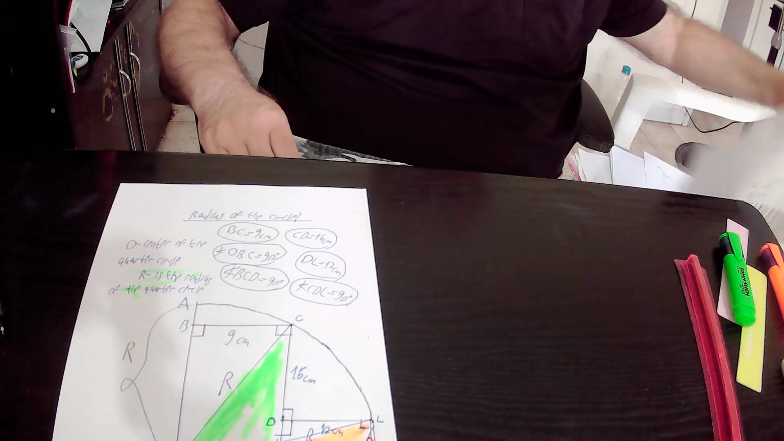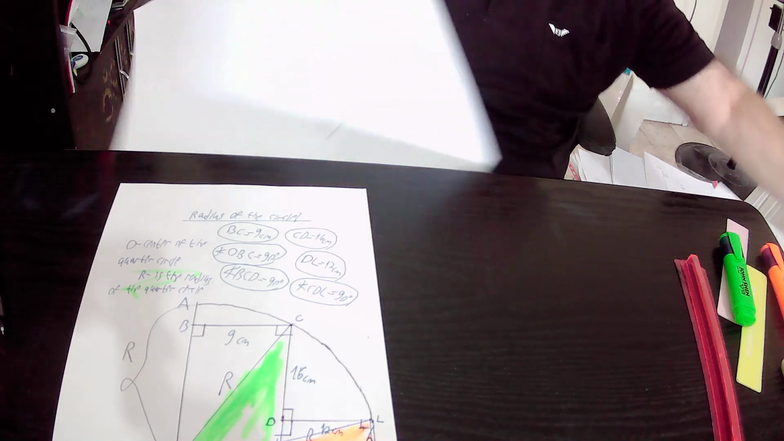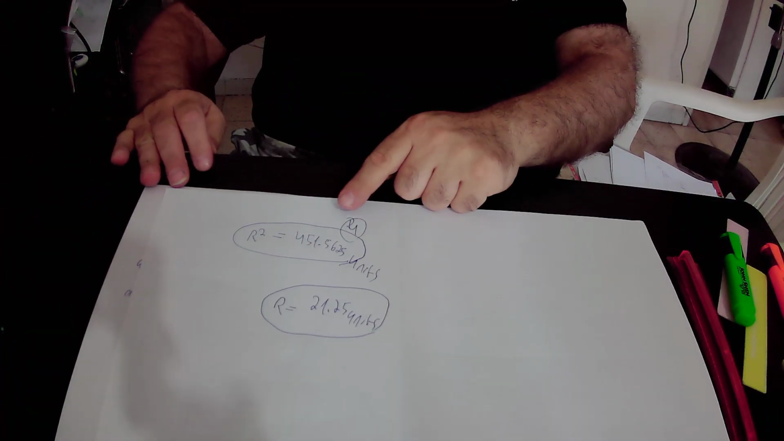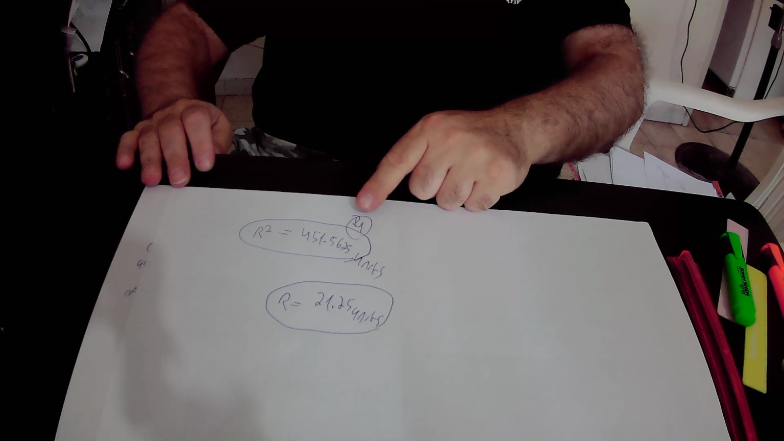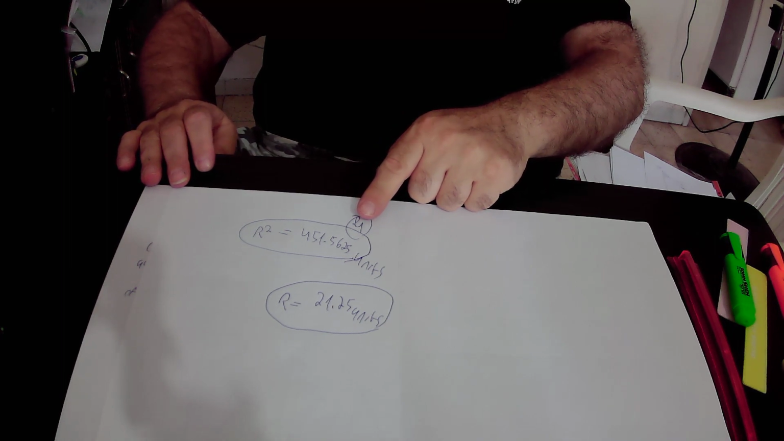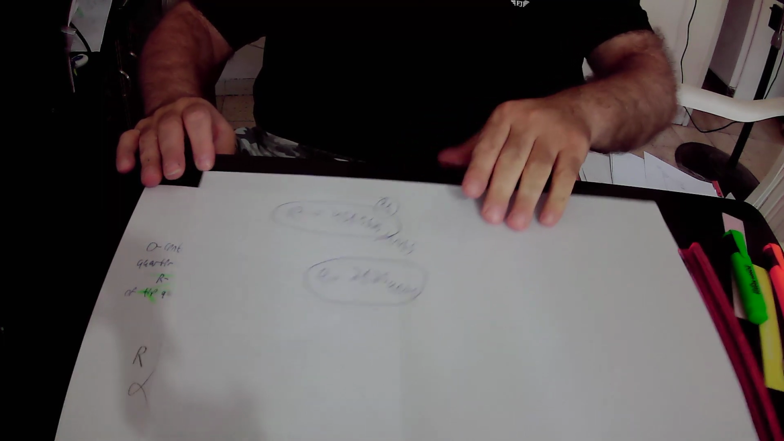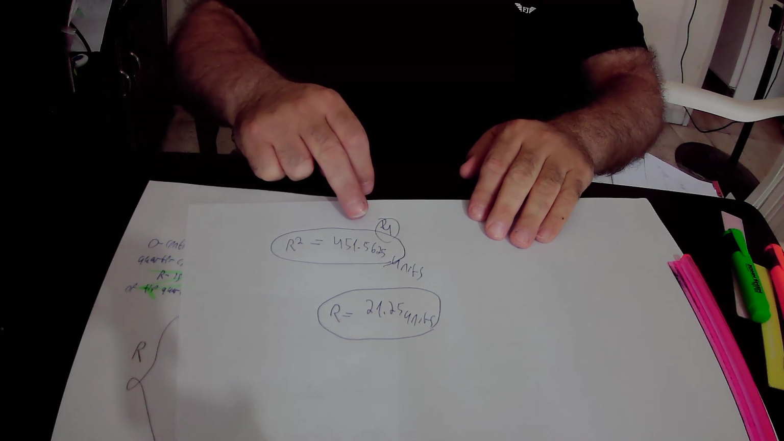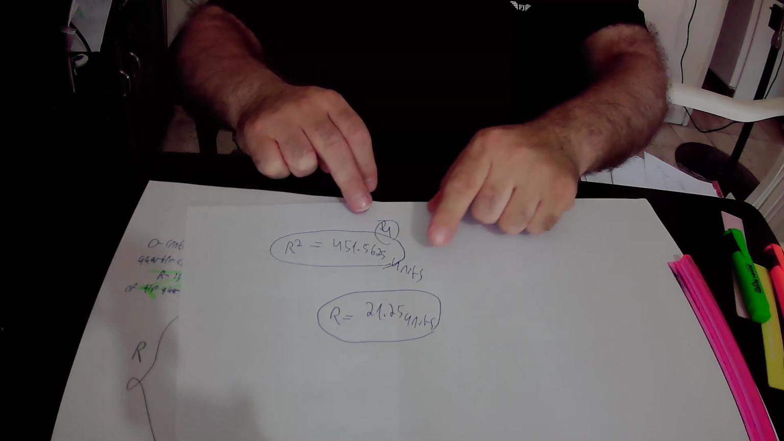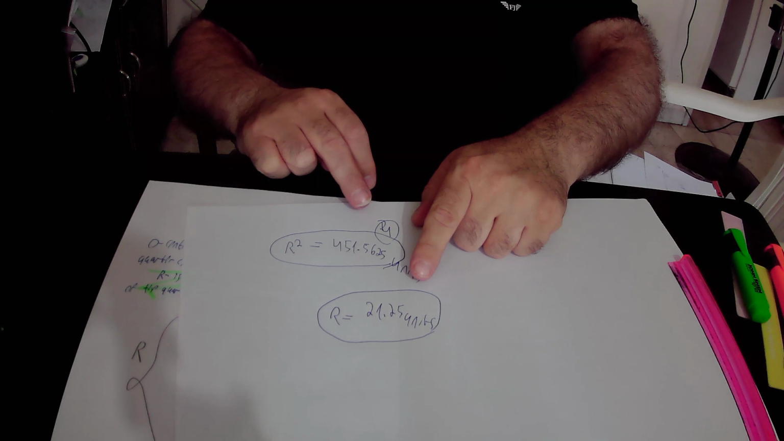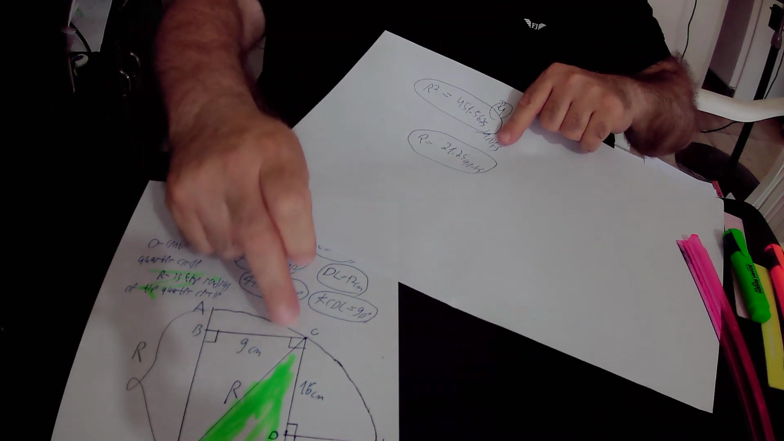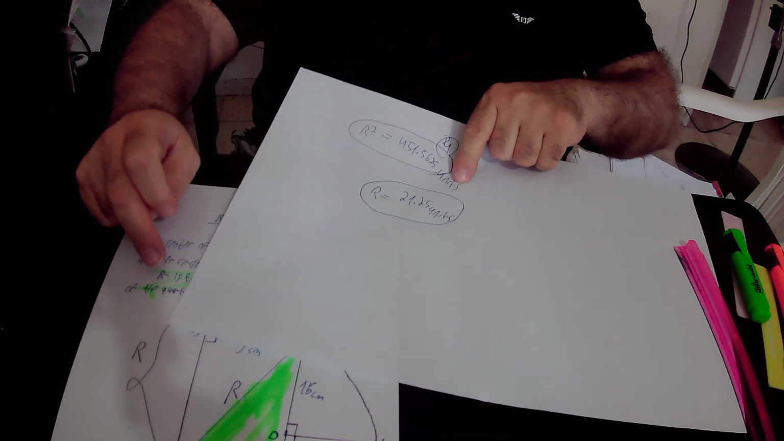That is to say, here x R square equals 451.5625. We took a root out of this equation and found out that the radius of this quarter circle is equal to the square root of 451.5625, that is 21.25 units. And the conclusion is that the radius of this quarter circle equals 21.25 units.